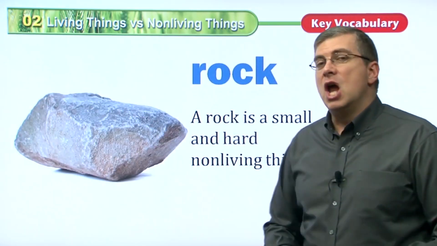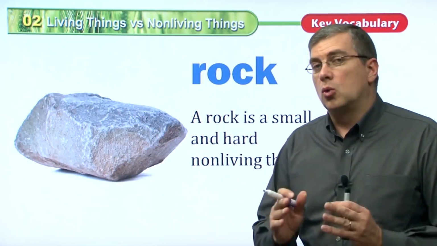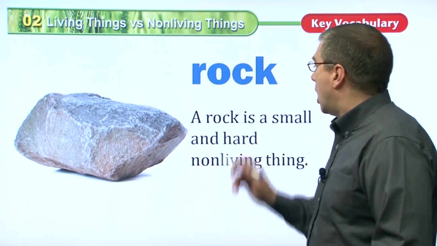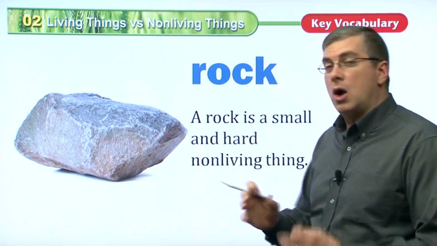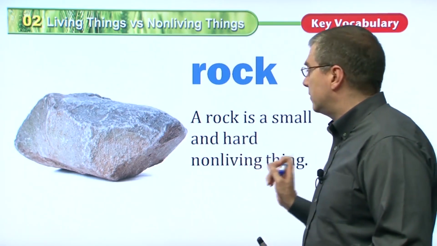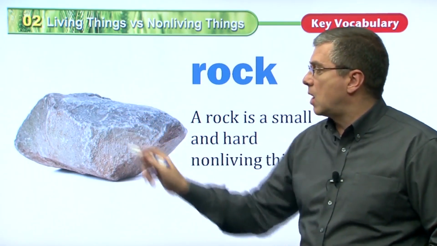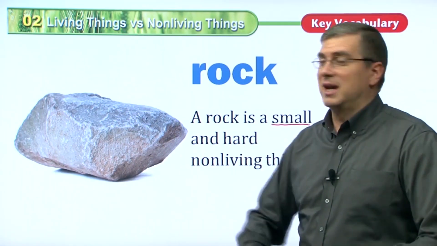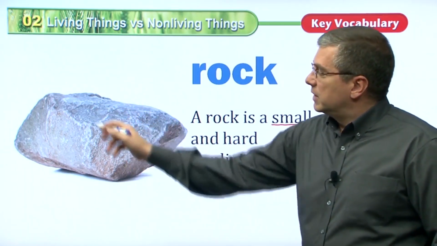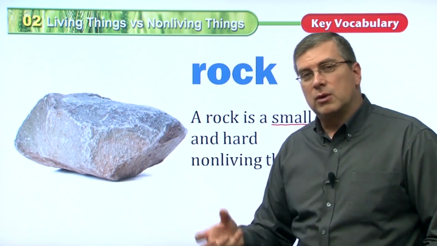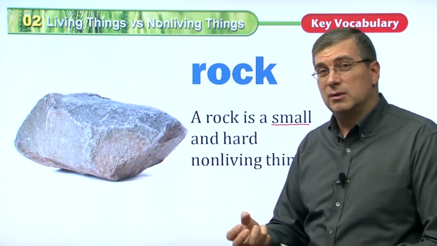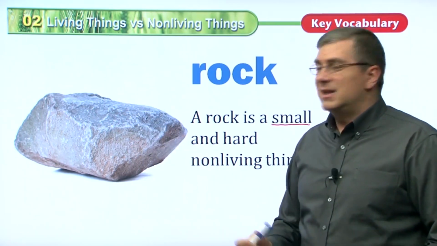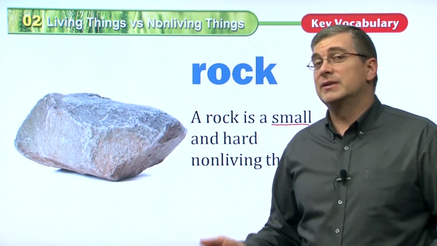Okay, let's talk about non-living things. A rock is an example of a non-living thing. A rock is a small and hard non-living thing. This, for example, is a rock. Now it says small, but of course some rocks can be big, right? But this little rock here that you can pick up off the ground, it's small, it's hard, right? It's very tough, and it does not live. This rock, it doesn't need water. It doesn't need food.